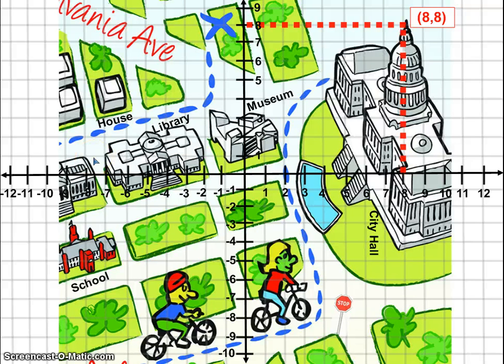The location of the library will be probably about here along our x coordinate would be about -4. And then along our y coordinate, our y-axis, the y coordinate would be +1. So the location of the library is at the ordered pair -4, +1.